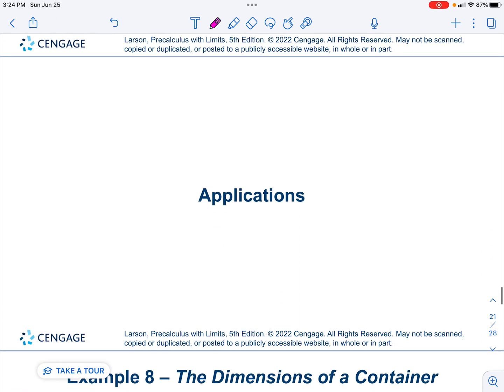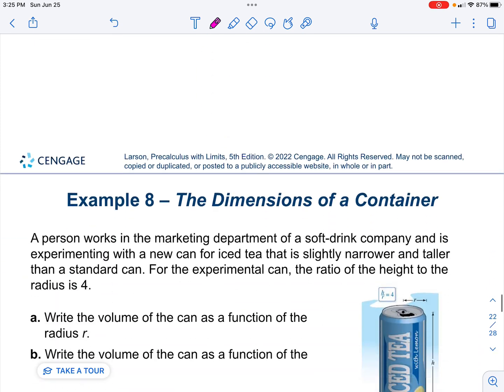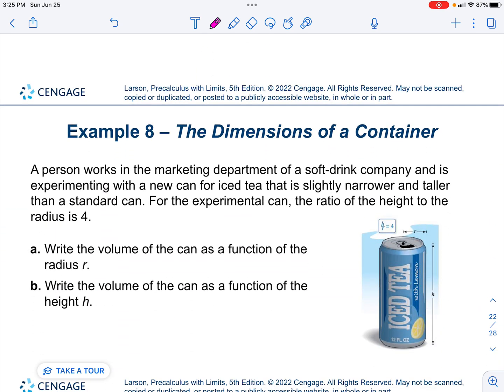All right, applications. The dimensions of a container. A person works in the marketing department of a soft drink company. It's experimenting for a new can of iced tea that's slightly narrower and taller than a standard can. We've seen these with the new drinks that have come out. I feel like they're not the same dimensions as a regular old can of pop, kind of taller and thinner.